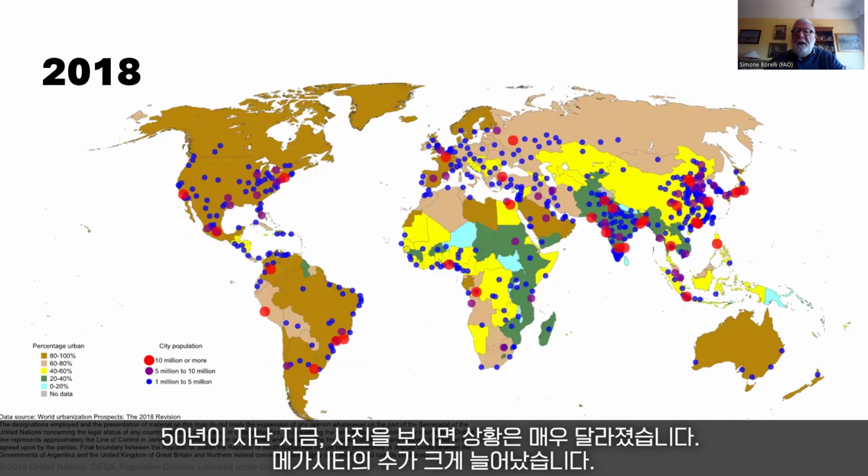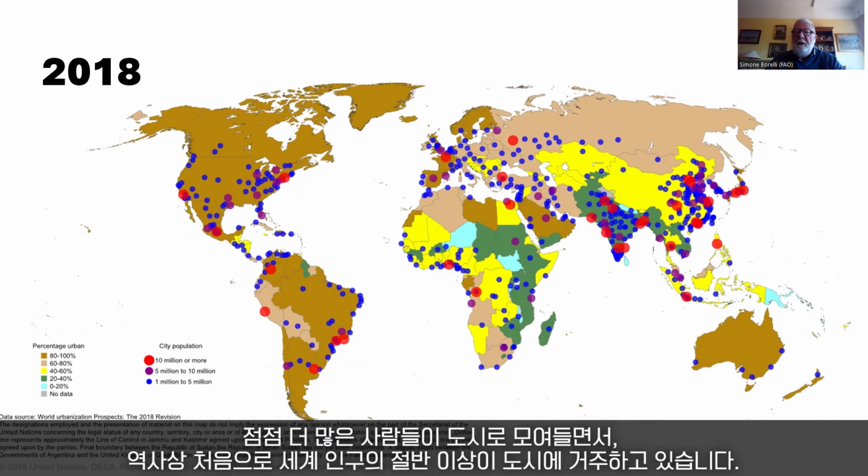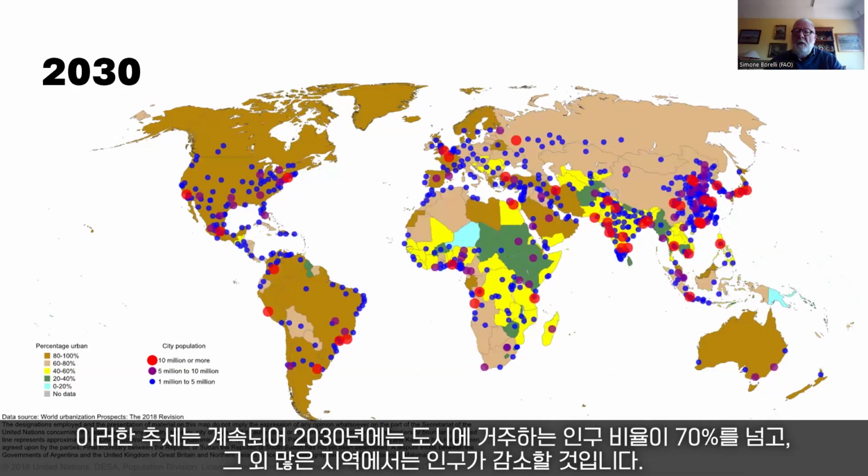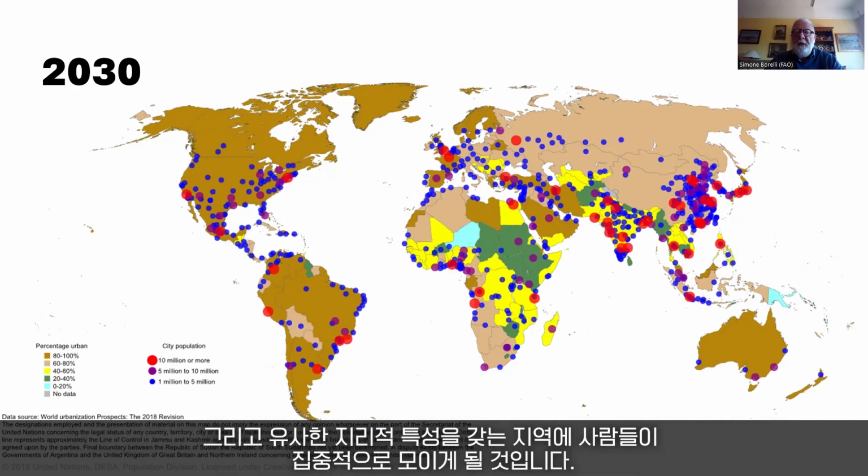Now, 50 years later, the picture is very different. As you will see, the number of megacities has greatly increased, and the population has become more and more urbanized. For the first time in history, more than half of the world population lived in cities. And of course, this trend continues. In 2030, it will almost be 70% of the people living in cities, leaving many areas of the world sparsely populated, and a lot of people concentrated in the same geographic area.